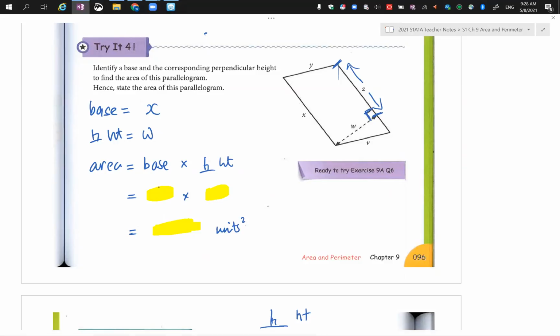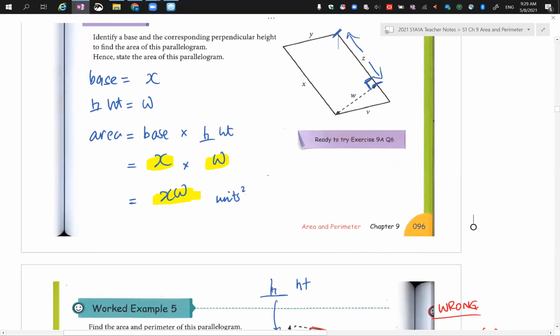Okay, so base will be X, perpendicular height W. So X times W gives us XW. Yeah, that's all, XW. So is the value of V being used in this question? Was V useful for the area? No, we didn't use V at all. V is the slanted height, the slant height, not useful for area.